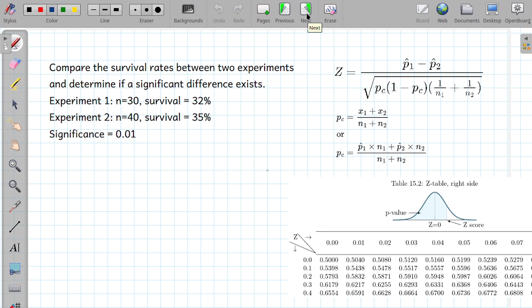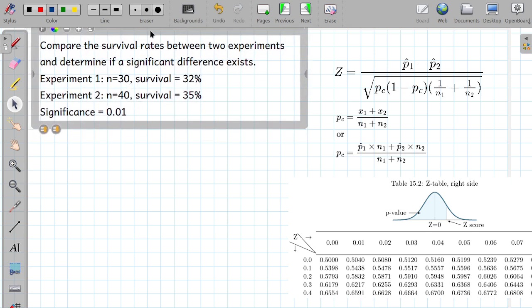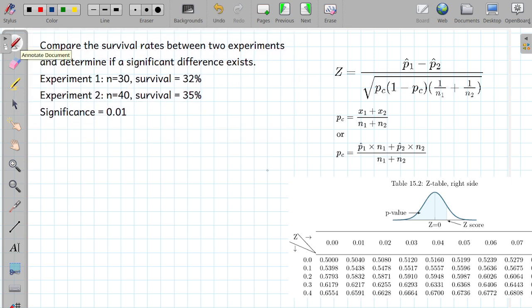What we want to do here is compare the survival rates between two experiments and determine if a significant difference exists. Okay. I'm going to move this up a little bit so we have some room. Again, we're using the correct formula, and we have this. And I've included an excerpt from the Z table down here in the lower right. And provided I don't mess up the computation, that should be all we need. So experiment 1 had 30 subjects. The survival rate was 32%. Experiment 2 had 40 subjects. Survival rate there was 35%. We're going to use significance at 1%.